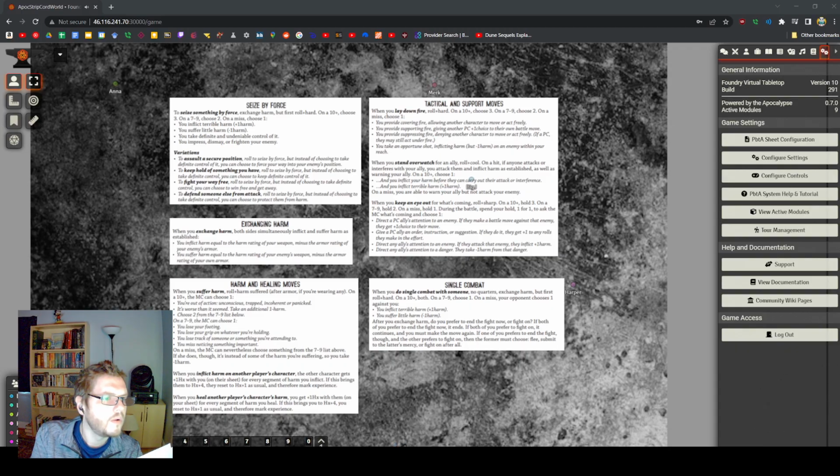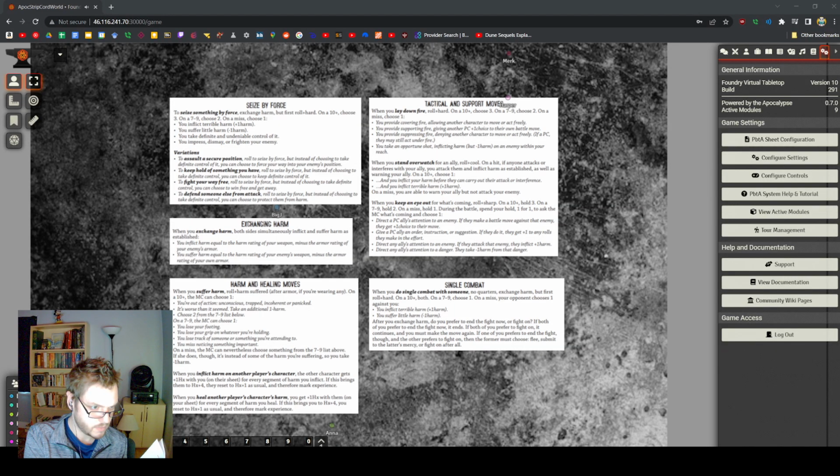I'm not going to go through all of these moves right now. Some of them are more specific to specific things. But Seize by Force is the other combat move that you'll sometimes use instead of going aggro. Seize something by force. You exchange harm. I will explain that in a second. But you first roll hard. On a 10 plus, you choose 3. On a 7 to 9, choose 2. On a miss, choose 1.